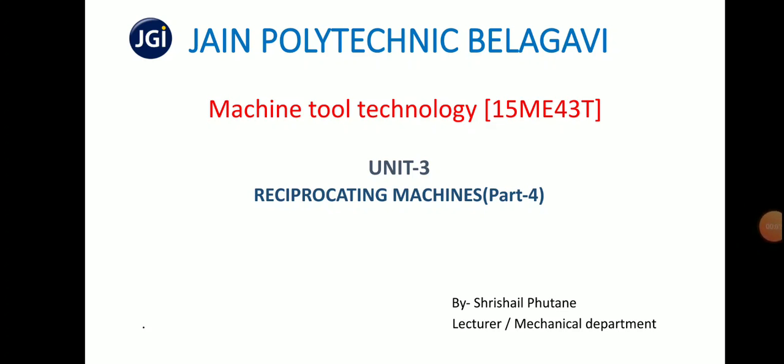Hello everyone. Let us continue with our third unit, that is reciprocating machines part 4. In the previous session we studied the planer machine. In this session we are going to see a slotter machine.